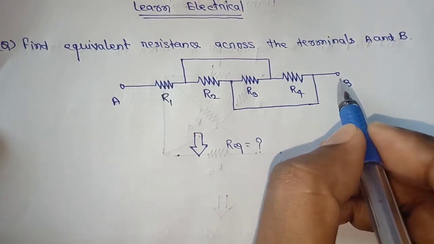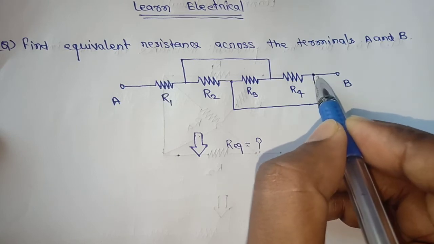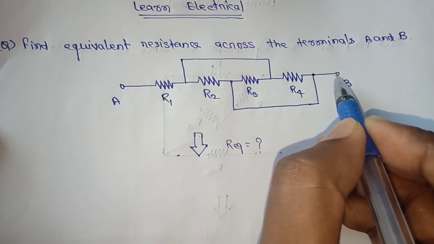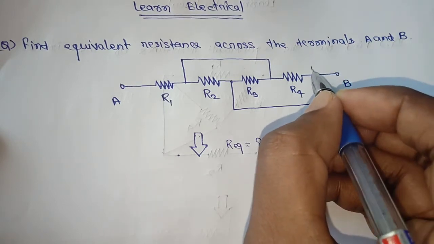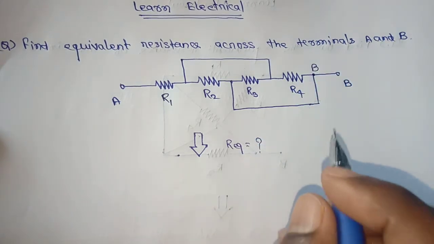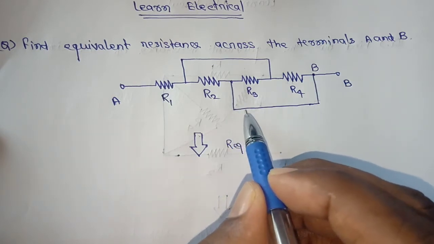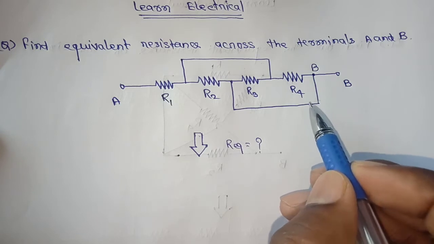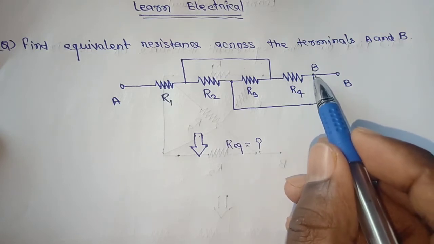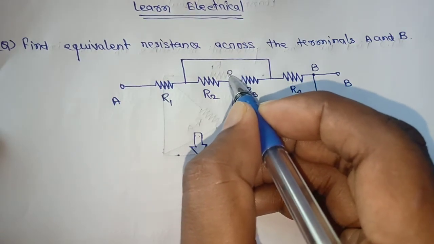So from here this is the B. We can write here B because not a single electrical element is present between these 2 points. We can see from here to there not a single electrical element is present, so the point will be similar. Here we have written B, so this point will also be B.